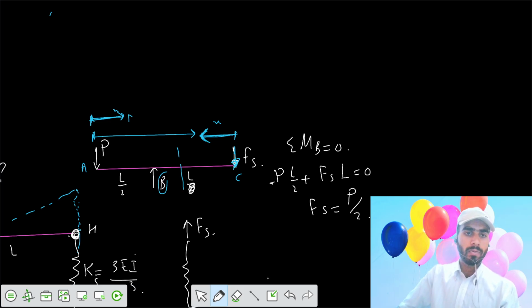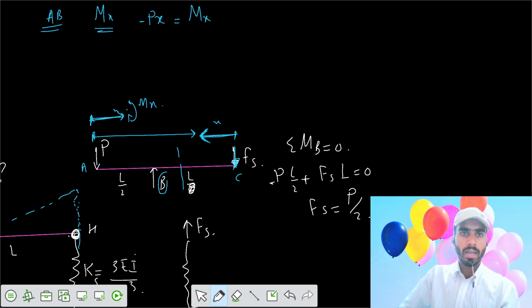Let's say for the part AB, the moment at any x is Mx. P is acting anticlockwise, and the moment is also acting anticlockwise. So finally you get the value of Mx equals minus Px. Then what is the value of m? That equals minus x, that is, dMx by dP, and the range is from 0 to L by 2.